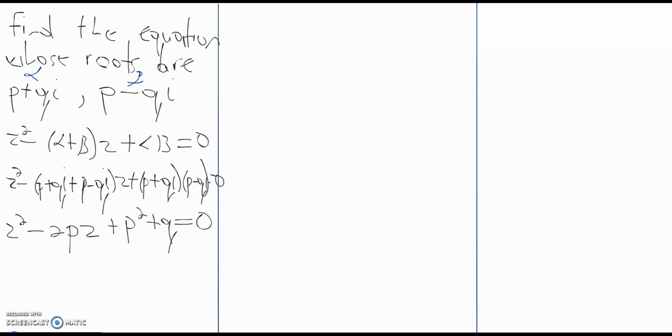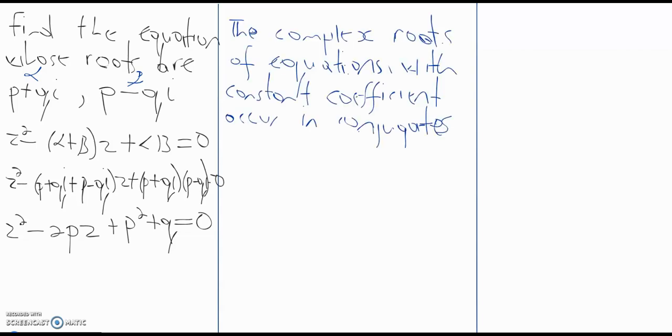Now if you examine this carefully, you would notice that there is no i in there. All i's have been eliminated. So here is a very important deduction that we can make. We can say the complex roots of a quadratic equation with real coefficients occur in conjugates. All right, let me put that in words here so we can know that. What do I mean by that? The complex roots of equations with real coefficients occur in conjugates.